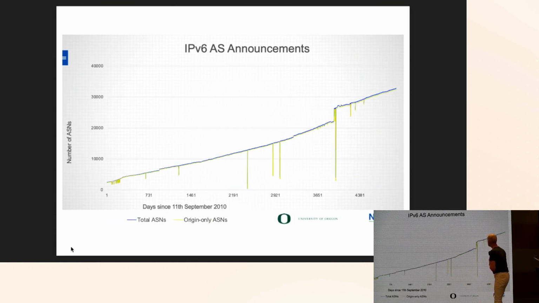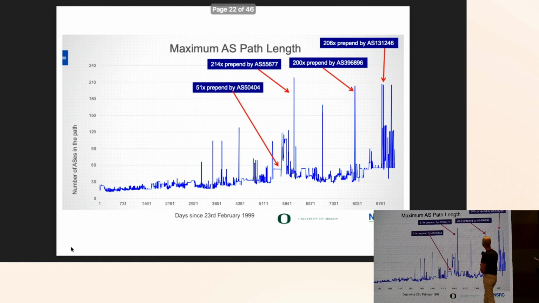V6 AS announcements: most autonomous systems are origin only. There are very few ASs that only do transit, about 10 or 11. So it's almost a pointless graph to show as well. One of my fun ones: maximum AS path length on the global internet.